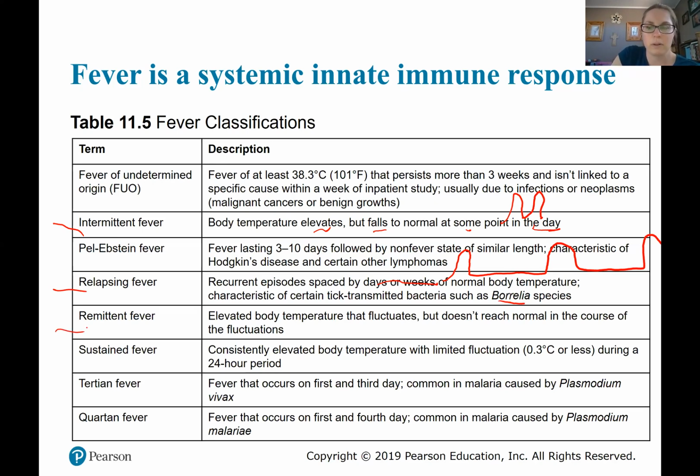Remittent fever is where body temperature fluctuates but doesn't reach normal. So it might be 102, 101, 102, 100.5, 103, 102. Okay. And then the last one I wanted to talk about is sustained fever. And that's basically where you have limited fluctuation. It's just high. It's 102 all day long for over 24 hours. That would be a sustained fever.